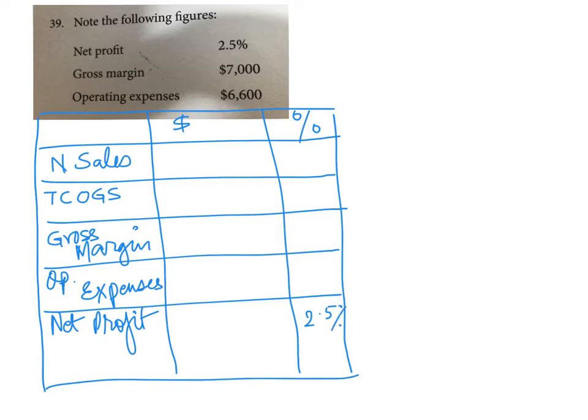So net profit percent is given as 2.5%. Gross margin dollar is given as $7,000. And operating expense is given as $6,600.